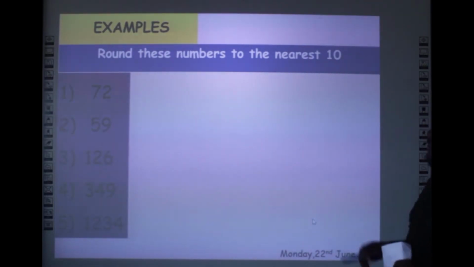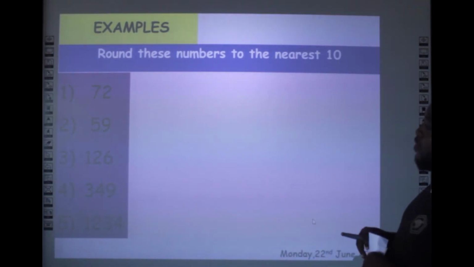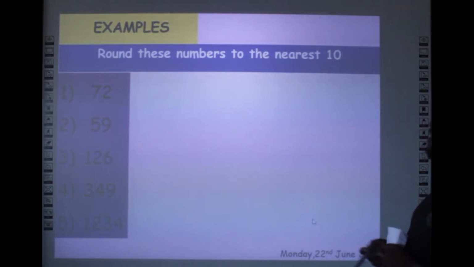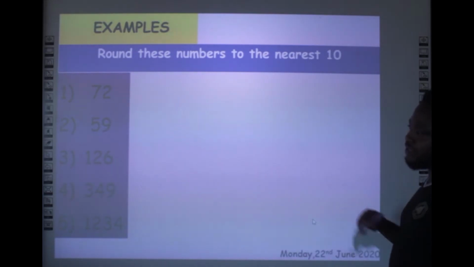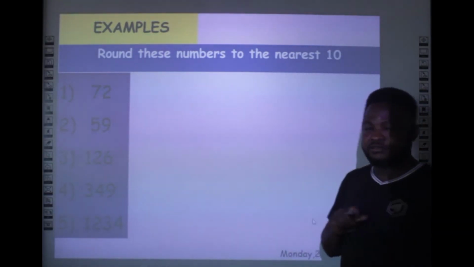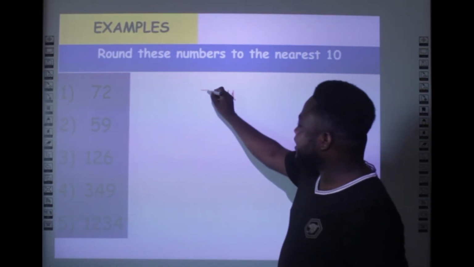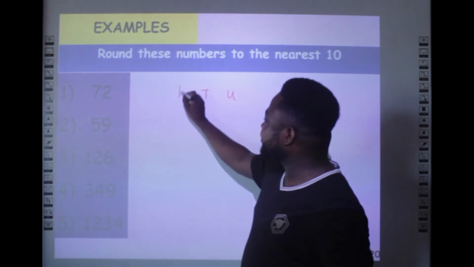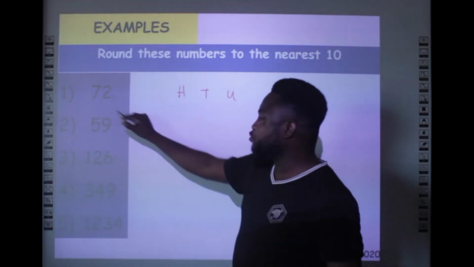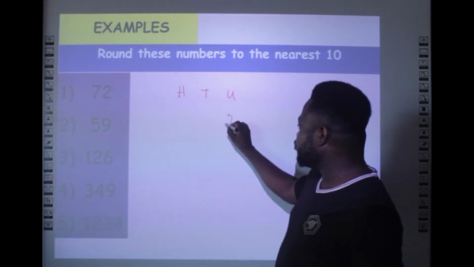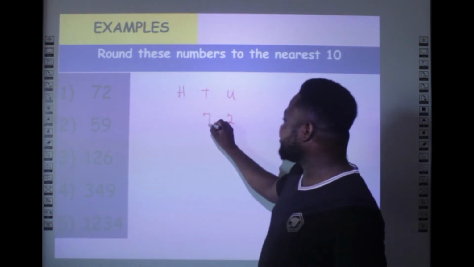As you can see in the examples, we're told to round these numbers to the nearest 10. That's 72. The first thing is to write out the place value. Here you have your units, these are tens, these are hundreds, these are thousands, if you like. The 2 will be under units, while this 7 will be under tens, 7 tens.